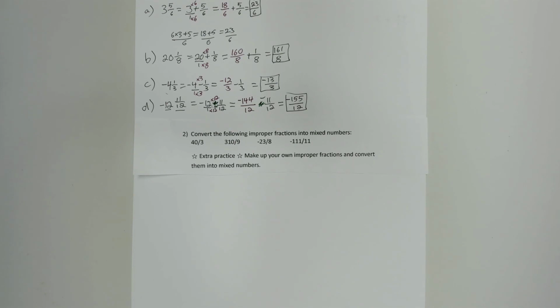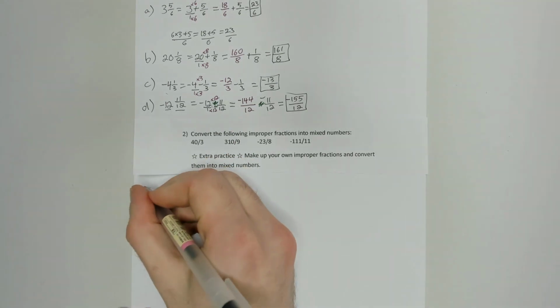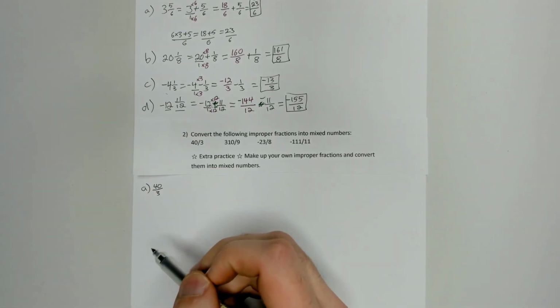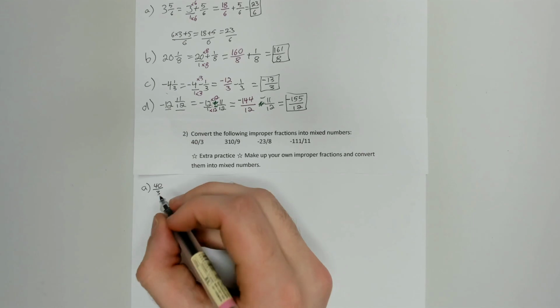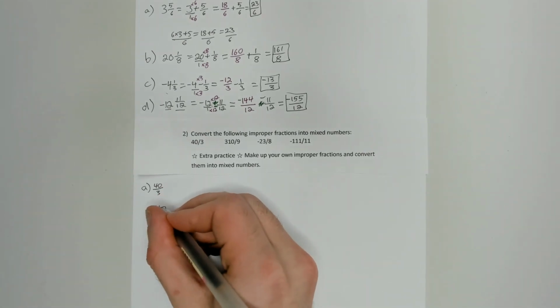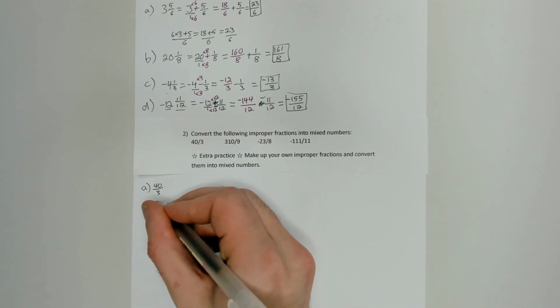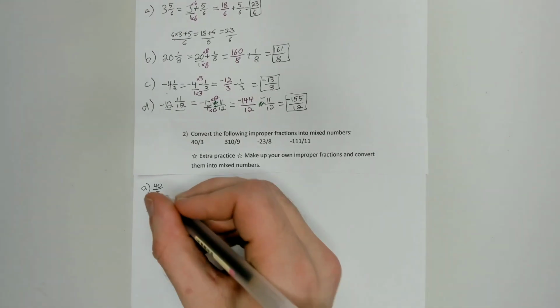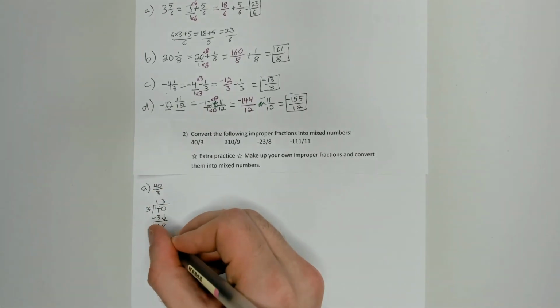Question 2 says convert the following improper fractions into mixed numbers. Our method with this is basically we need to think that 40 over 3 is the same as 40 divided by 3. And then we can do long division and go from there. So 40 divided by 3. 3 goes into 4 once. Subtract off the 3, we get 1. Bring down the 0, we have 10. 3 goes into 10 3 times because 3 times 3 is 9.